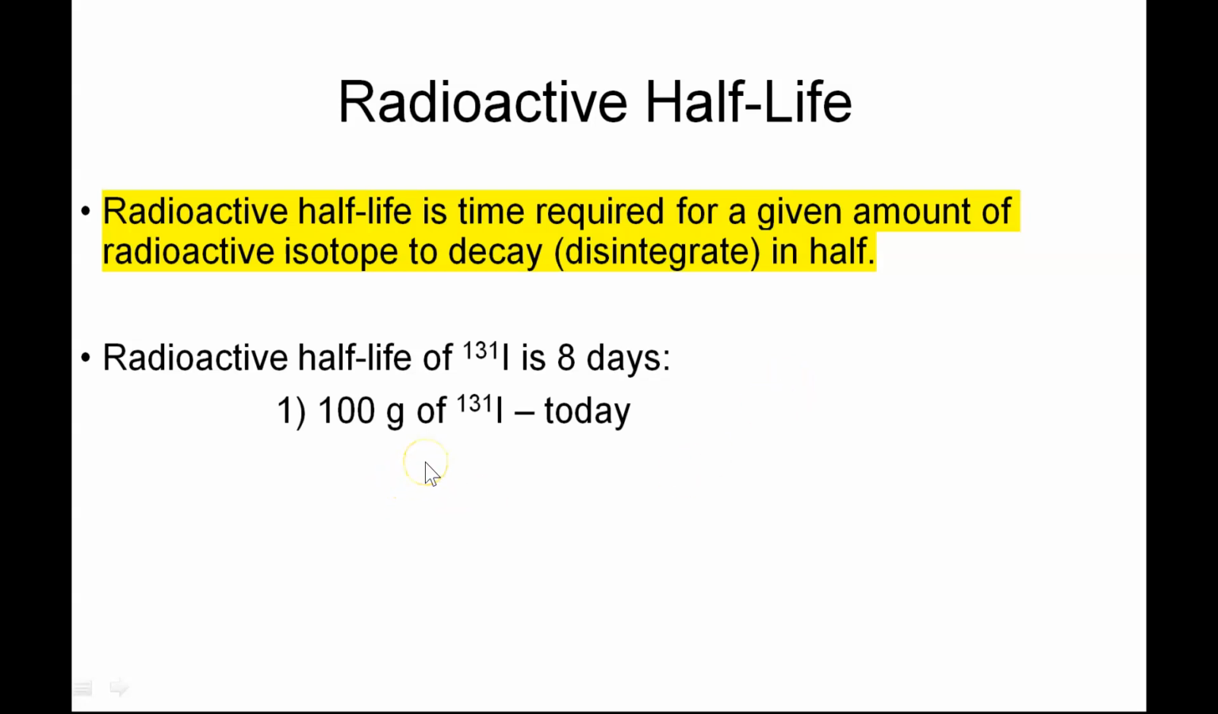So imagine that today, similar to our first example, we have 100 grams of iodine 131. How long do I have to wait to have only 50 grams? I have to wait a half-life, because my given amount, 100 grams, will decay in half during the half-life, which is 8 days. So 8 days later, I will have 50 grams of iodine 131. How long do I have to wait to have 25 grams? I have to wait another half-life, which is going to be another 8 days.